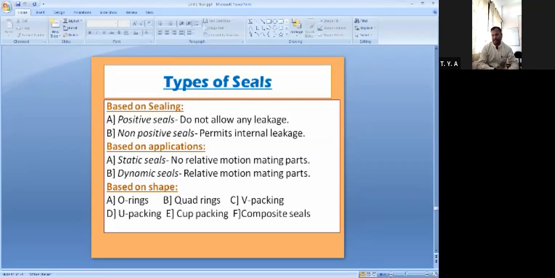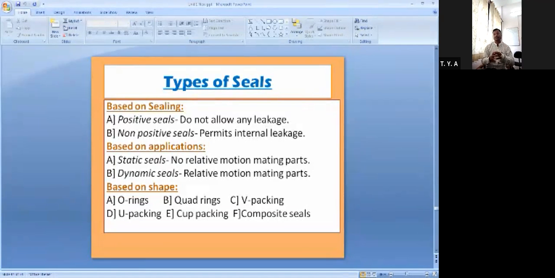Once again I will repeat. Static seals are used to seal two mating parts that have no relative motion between them. In between two mating parts there should not be any relative motion, and to seal those two mating parts you can use static seals. Whereas dynamic seals are assembled between the mating parts.